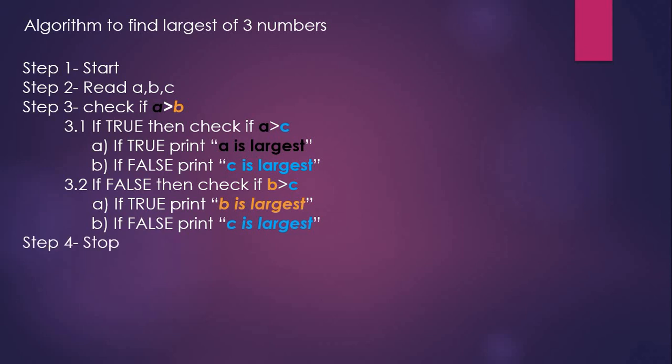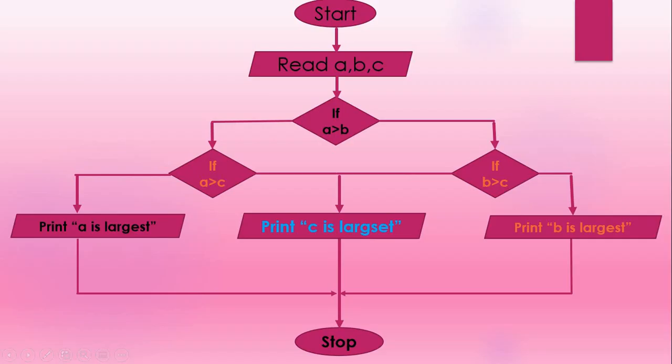Now let us look at the flowchart. Start, read A, B, C. After reading all the numbers, check first number and second number, that is A greater than B. If A is greater, it comes here, it checks if A greater than C. If A is also greater than C, then it prints A is largest.